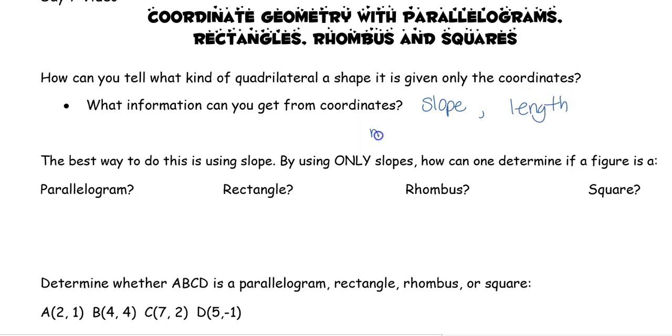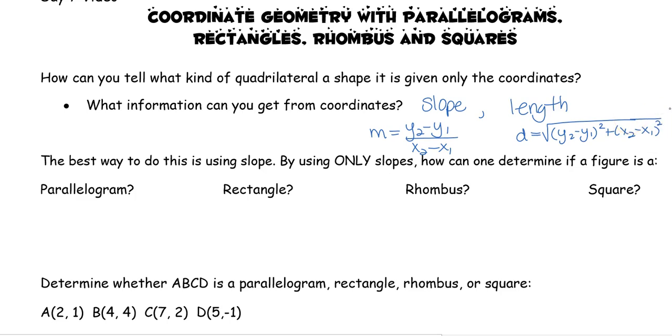And slope we know is subtracting the y's on top and the x's on the bottom. The length, if you remember, is the distance formula. We subtract the y's and then square them, subtract the x's and then square them, and then take the square root of all of that.